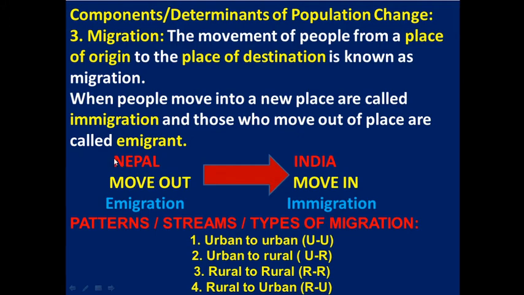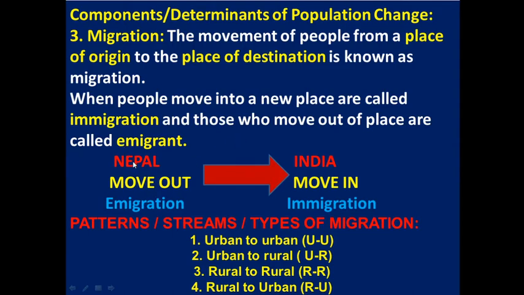For example, a person from Nepal migrated to India. He moved out from Nepal and moved into India. So the place of origin is Nepal and the place of destination is India. Here emigration means moving out, immigration means moving in. These are the terms we need to know for migration.